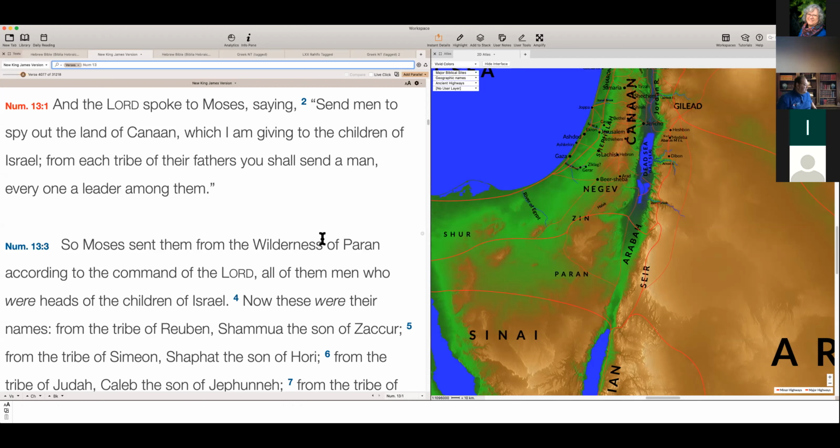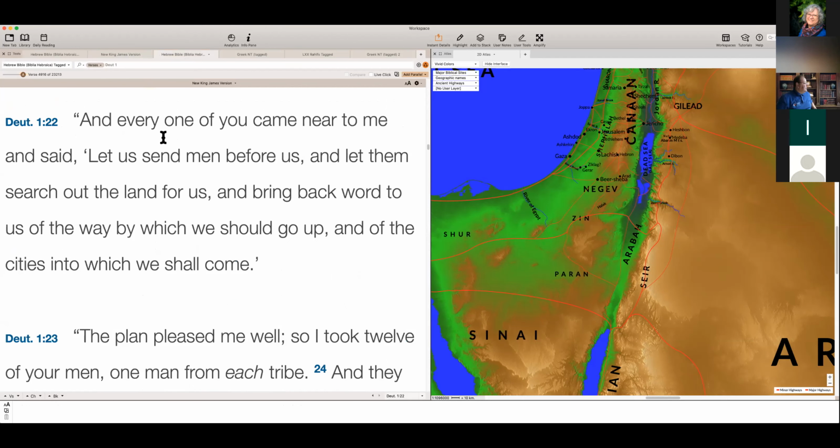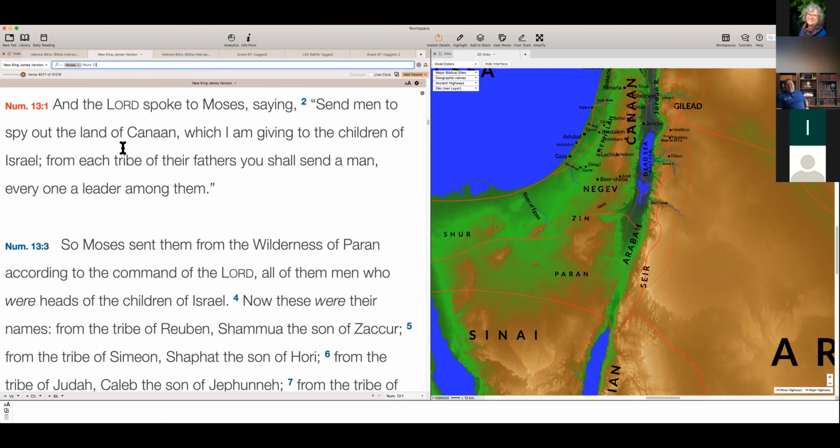So, but the question is, look at this. Here it says, every one of you came near me. Who is me? Moses. And said, let us send men before us. So it looks like it was a proposition from the Israelites. But here in Numbers 13, verse 1, it appears to be God's commandment. And this is one of the challenges with investigating the Torah, how to harmonize these two.